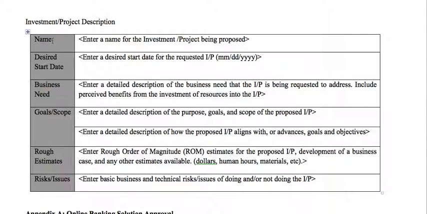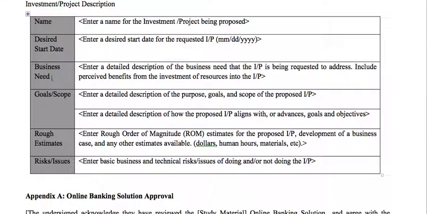Then we talk about a name. Enter a name of the investment or project being proposed, and the desired start date. You may write down the start date, okay. And business need: here you will write down in 2-3 lines or maybe 5 lines the description of the business need that the investment or the project is being requested to address.